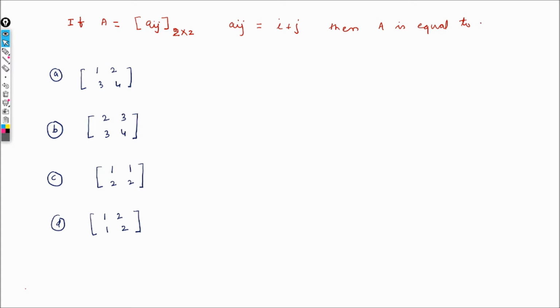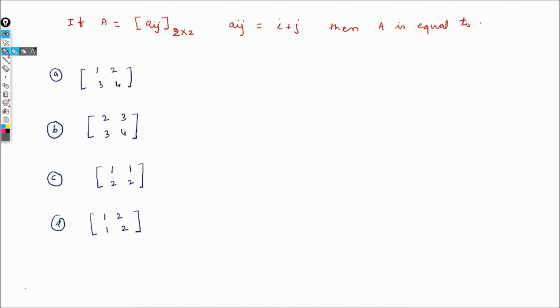Okay, dear students, let us understand the multiple choice questions on matrices. So let us see the first question. A is equal to a matrix [aij] of order 2 by 2 and the aij element is equal to i plus j. Then A is equal to.